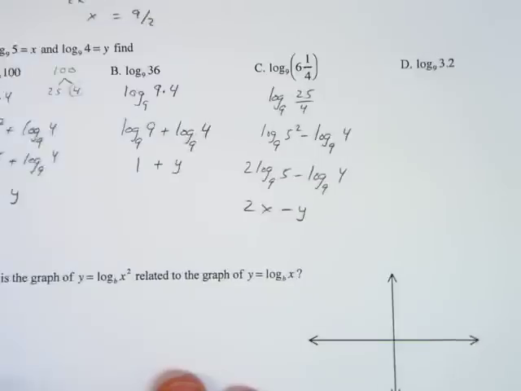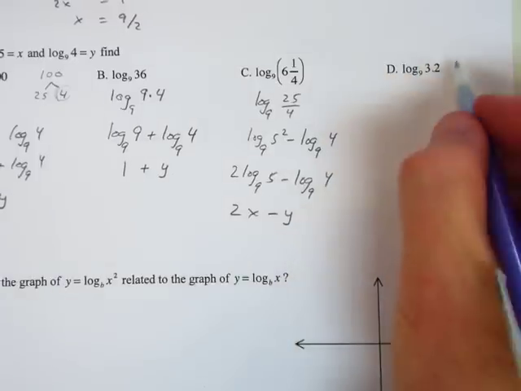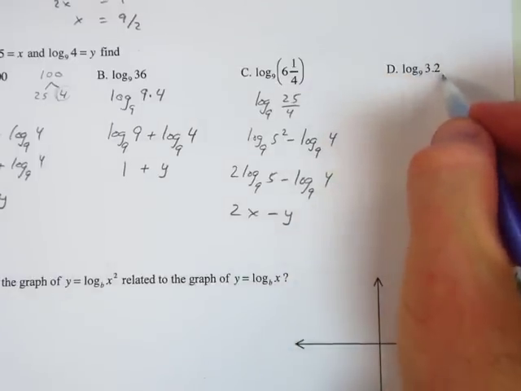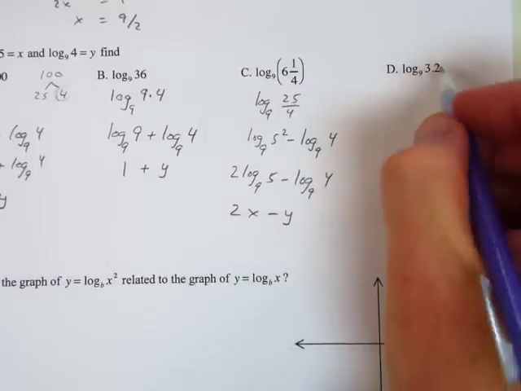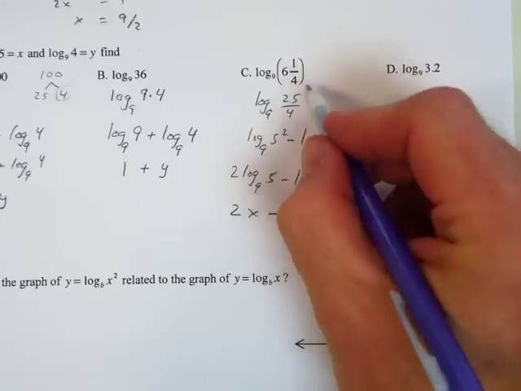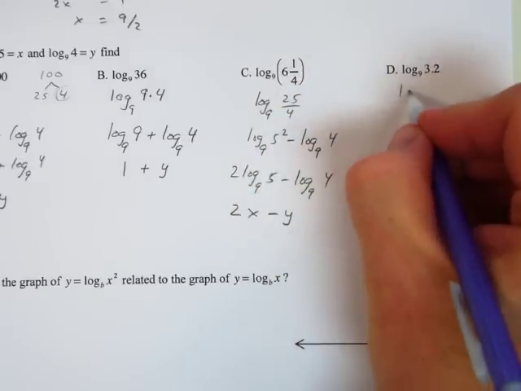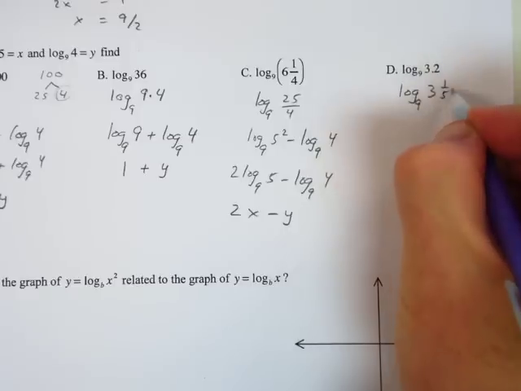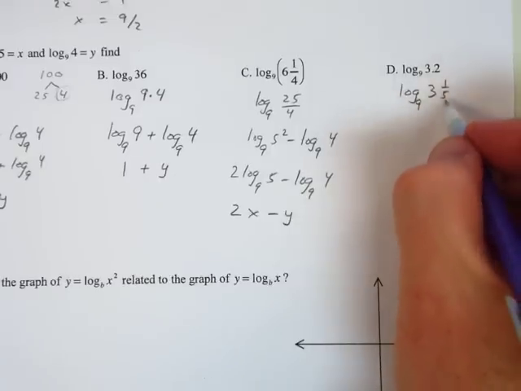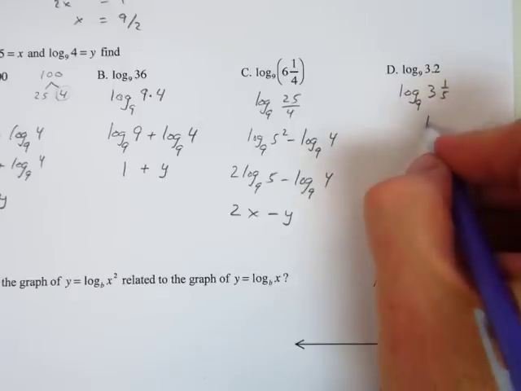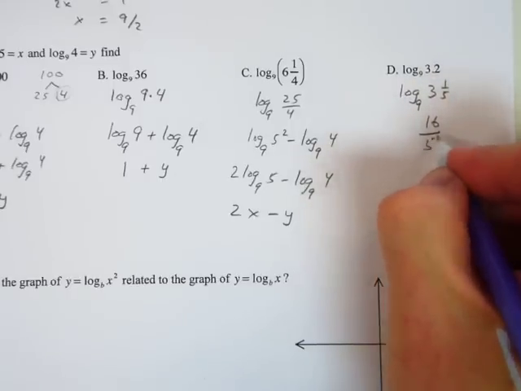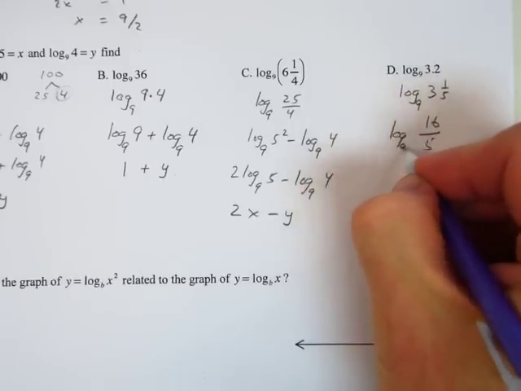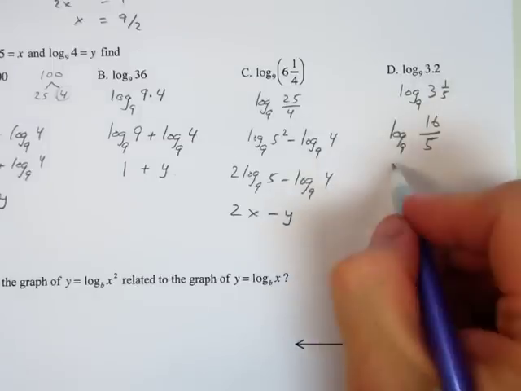Now let's deal with that last one. Log base 9 of 3.2. I see this decimal there. I don't want a decimal. I want to treat it and convert it to an improper fraction, similar to what I just had there. So this would be log base 9 of 3 1/5, because 0.2 is the same as 2 over 10 or 1 over 5. So 3 times 5 plus 1 would be 16 over 5. And we have log base 9 of that.